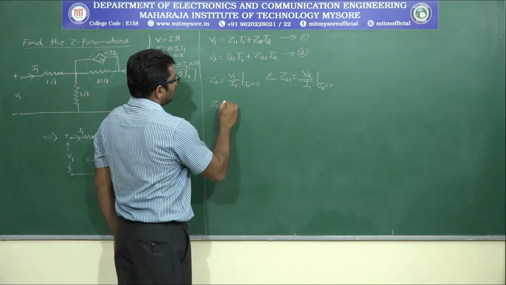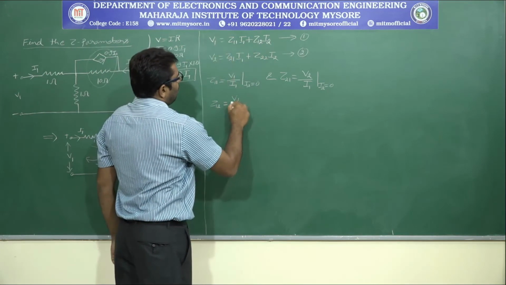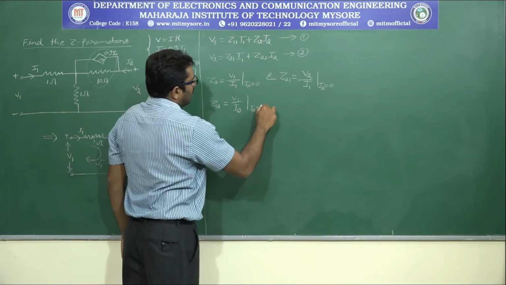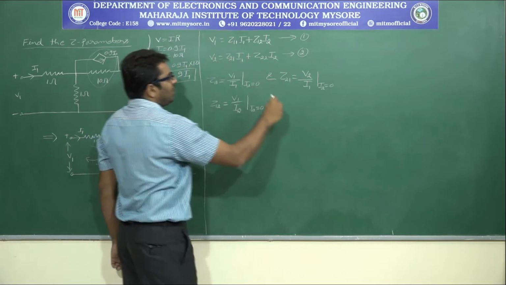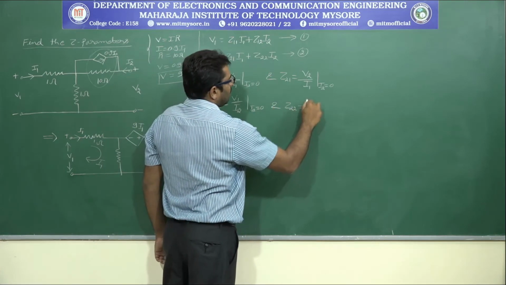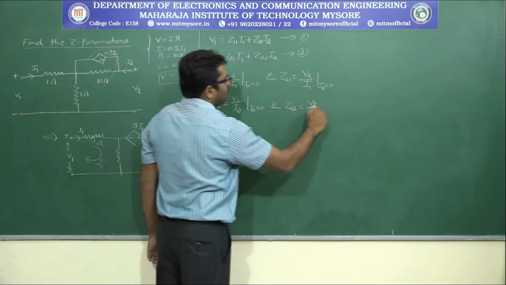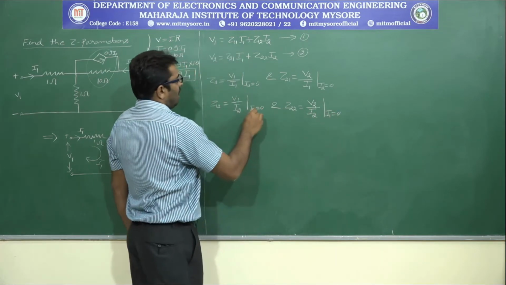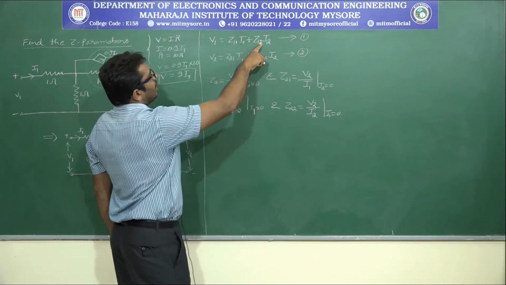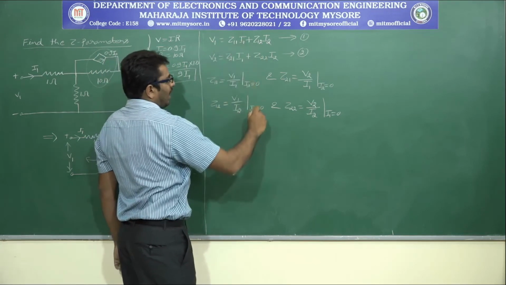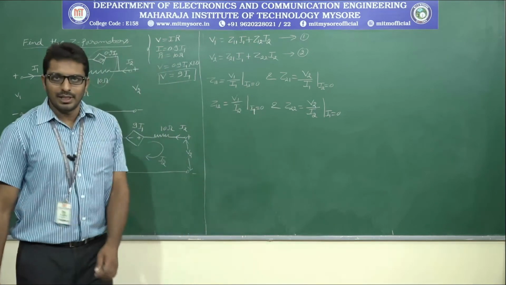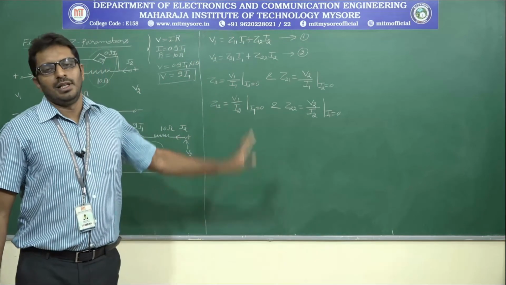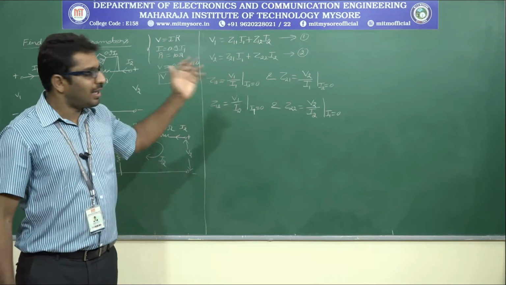Z12 is equal to V1 by I2 at I1 is equal to 0, and Z22 is equal to V2 by I2 at I1 is equal to 0. Is that clear? So don't forget to write these two standard equations as well as the Z parameters, because in the examination, according to the scheme, it carries 2 marks.